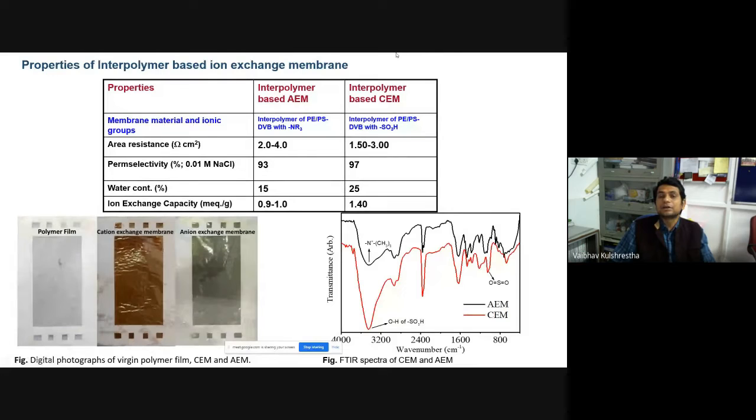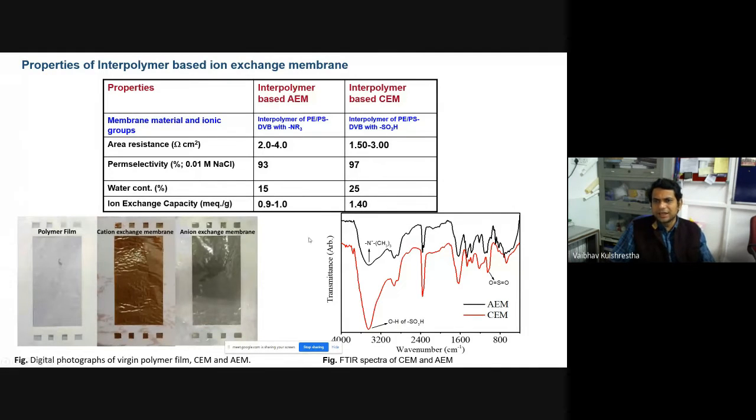In fact, for the comparison of cation exchange membrane, we compare our membrane with Nafion 117. All the properties are similar. The only drawback with our membrane is the thermal stability. Here we are using polyethylene as the binder, so we cannot go above 50 degrees centigrade. After 50 degrees centigrade, polyethylene gets loosened and ions go and water passes across the membrane.